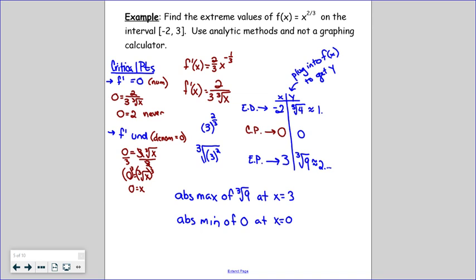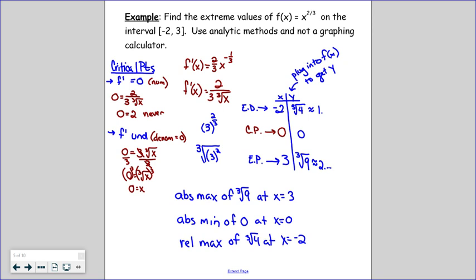It's a relative maximum, right? It's a relative maximum at negative 2. Not the highest point, but it's higher than what's around it. Cube root of 4 at x equals negative 2. Okay.